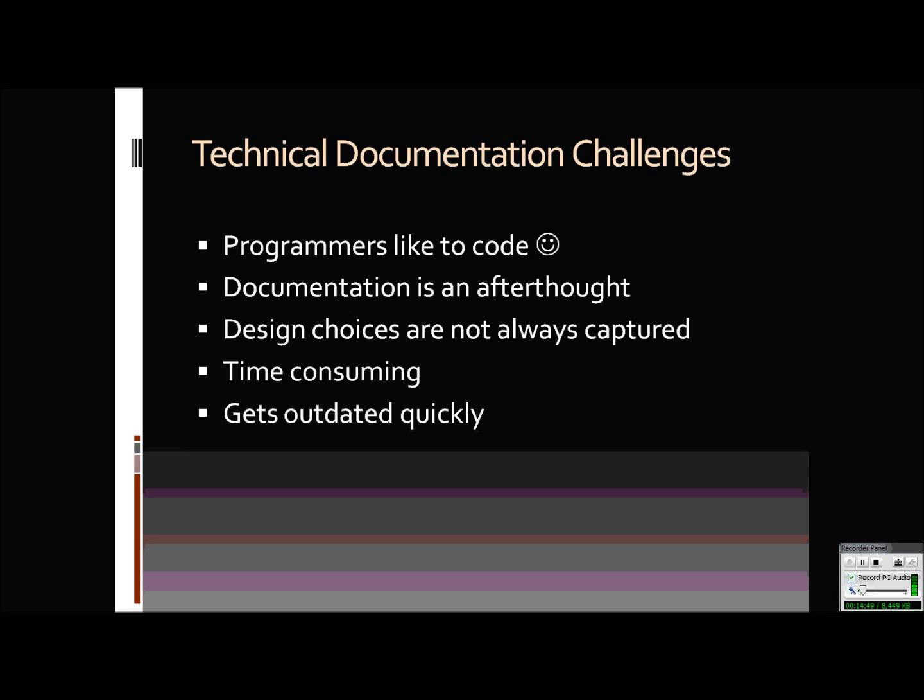The other part with documentation is that even if the programmer is disciplined, it's time consuming. And unless you have another resource working with the programmer all the time documenting, which becomes more costly, it still requires a lot of time. And the other part is that if you're following something like an agile development process, your documentation gets outdated very quickly, meaning your documentation does not reflect the changes you've made to the code. And these are some of the challenges from the documentation side that everybody faces.